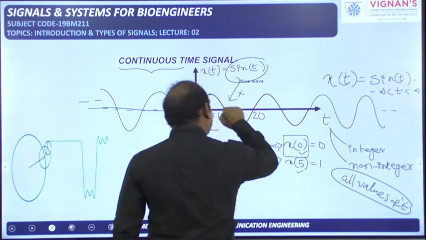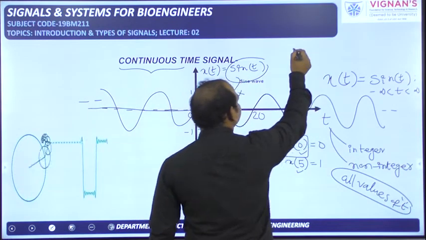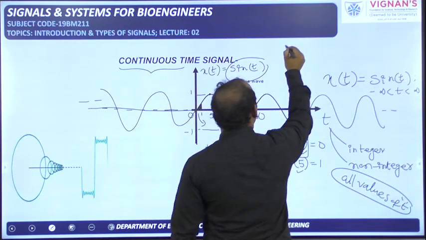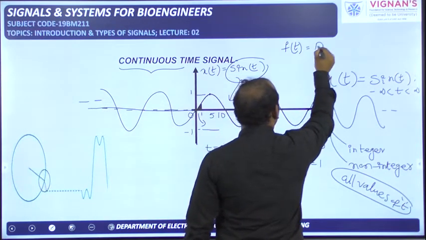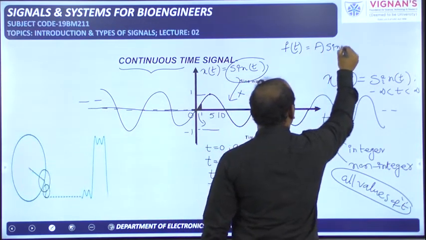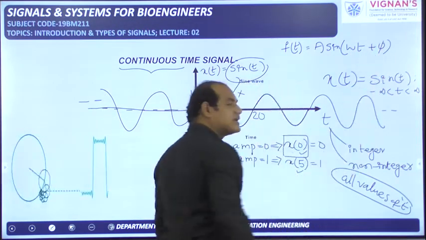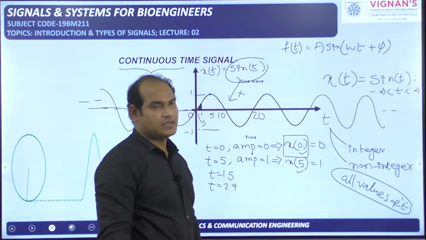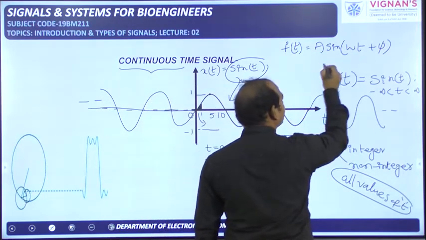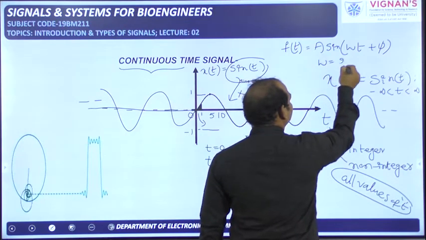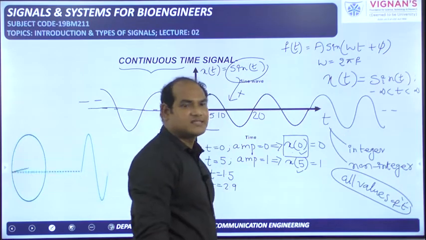This sin t is not the mathematical equation for this one, because the general mathematical representation for a sinusoidal signal, you can take for example, f of t is equal to A sin(omega t plus phi). This is the general mathematical representation for the sinusoidal signal. Okay, where omega is the angular frequency measured in radians per second, and that is related to the normal frequency measured in hertz, that is 2 pi f. Omega is equal to 2 pi f.